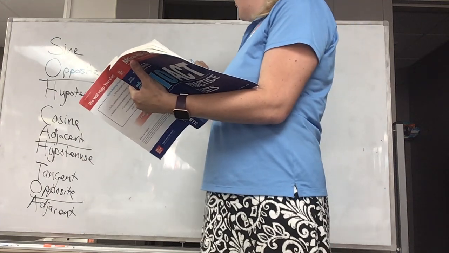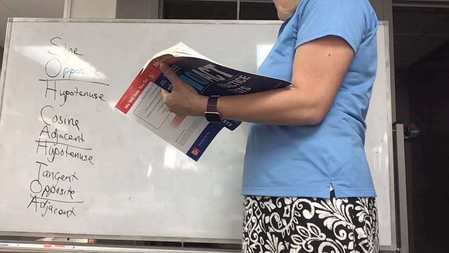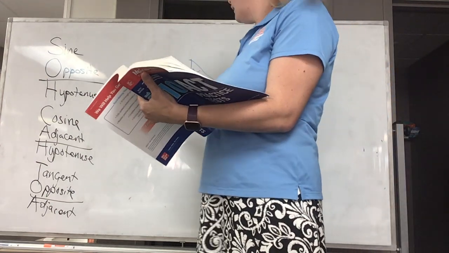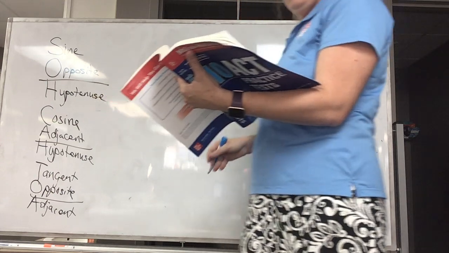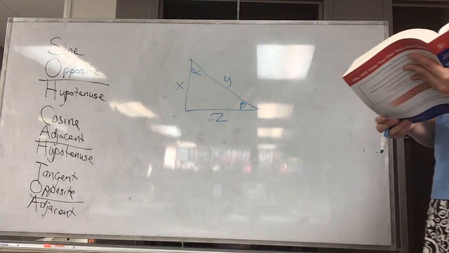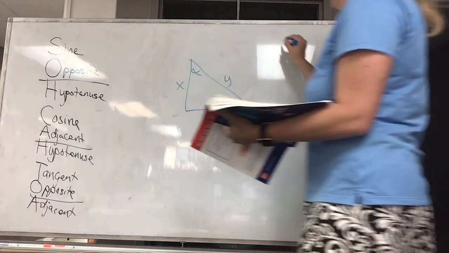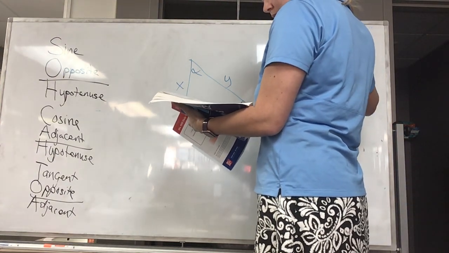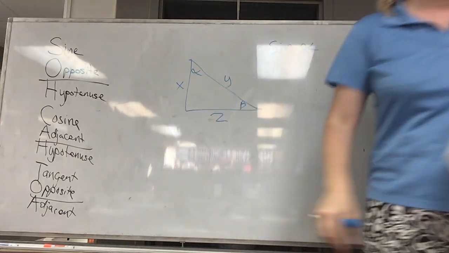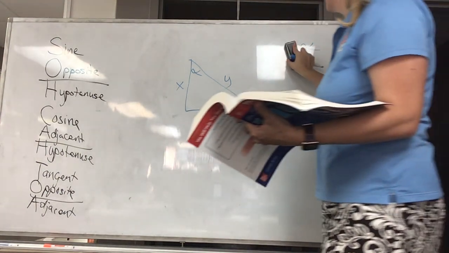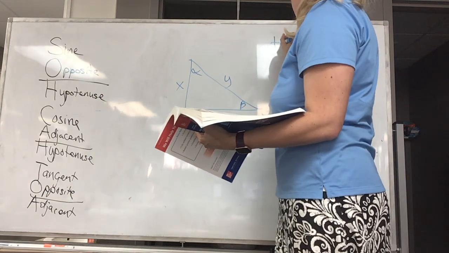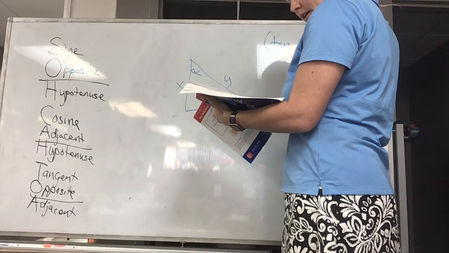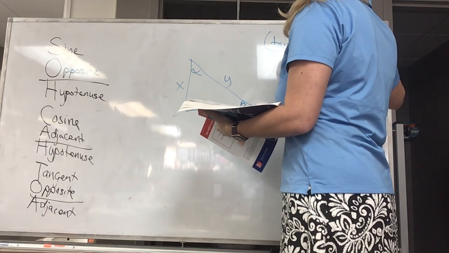We have angle alpha and angle beta. They went Greek on us. We have the length y and x and z. And they ask for the sine of alpha times, sorry, no, it's the tangent of alpha times the sine of beta.